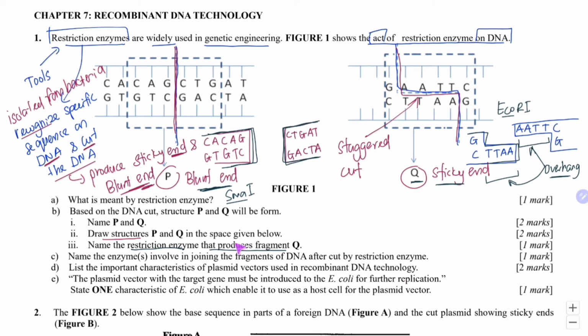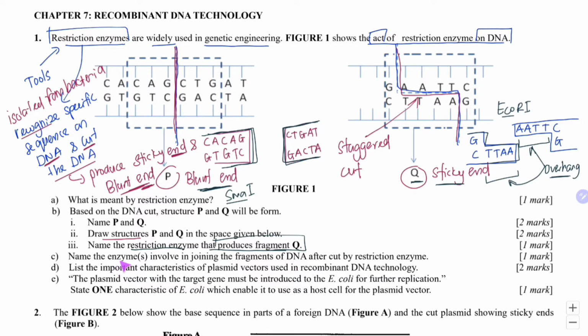So for this question, dia minta yang produce Q sahaja. So jawapan dia adalah EcoR1. Make sure awak hafal setiap satu example of enzyme ni untuk each of the end punya type. Sticky end, EcoR1, blunt end, SMA1.